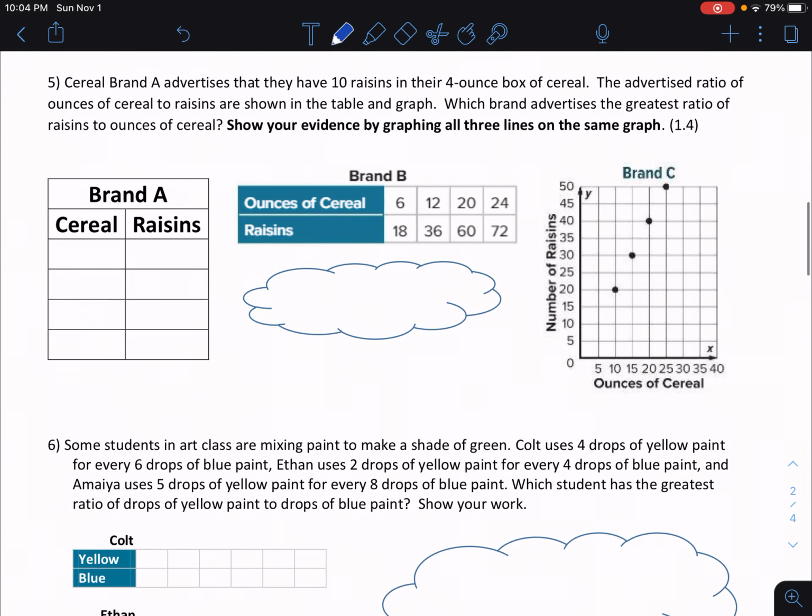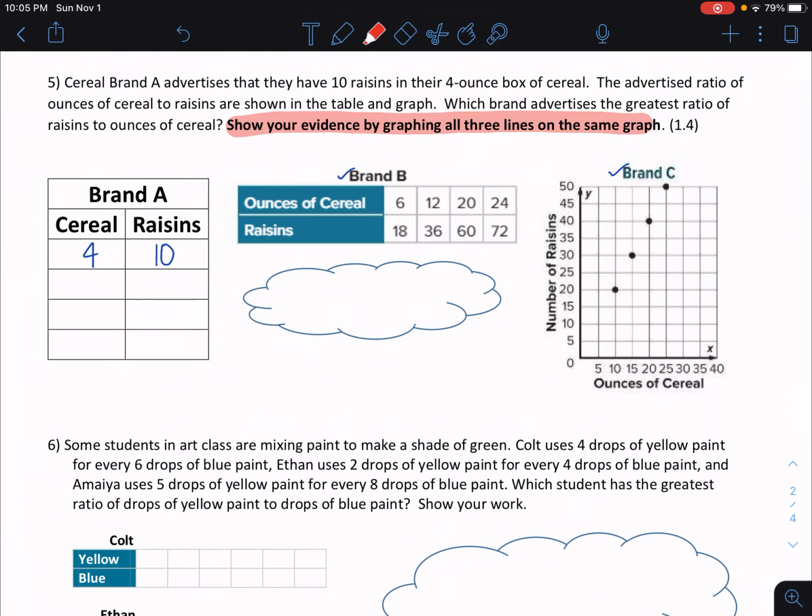For number 5, it says that cereal brand A advertises that they have 10 raisins in their 4-ounce box of cereal. So I've got a 4-ounce box of cereal with 10 raisins in it. The advertised ratio of ounces of cereal to raisins are shown for brand B and brand C. So here's brand B and here's brand C. Which brand advertises the greatest ratio of raisins to ounces of cereal? And we're going to show our evidence by graphing.